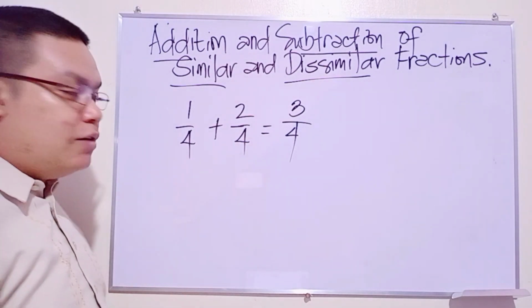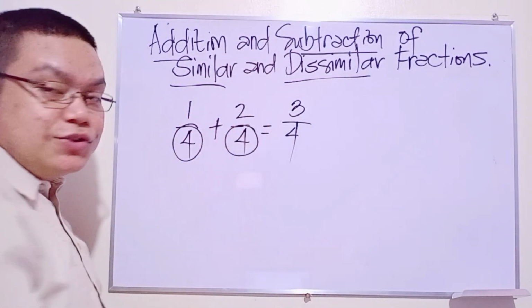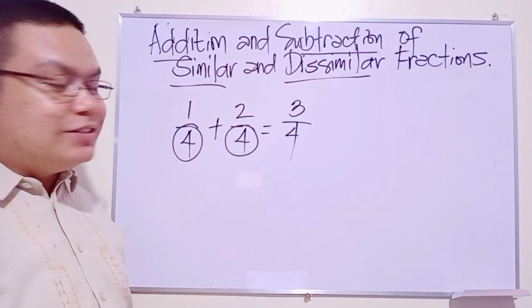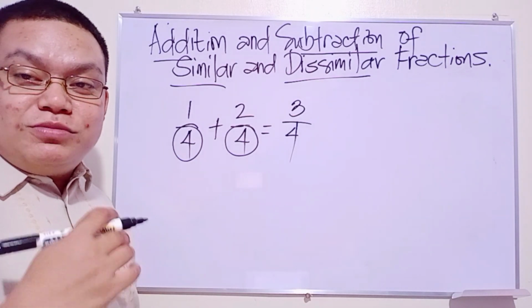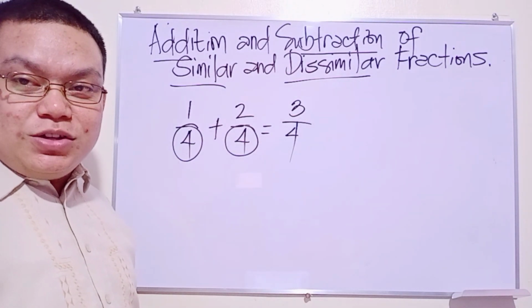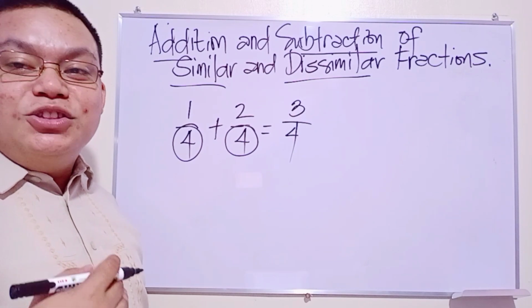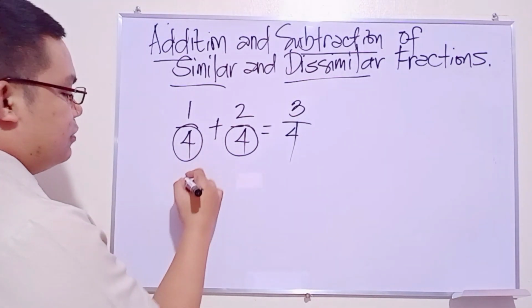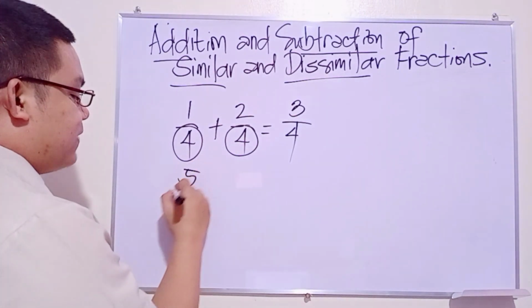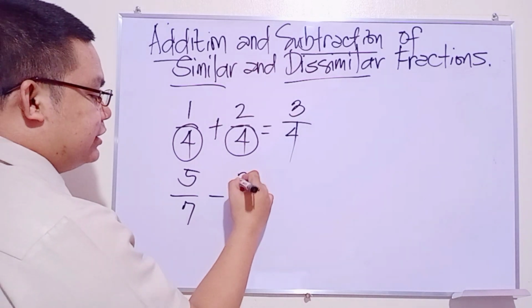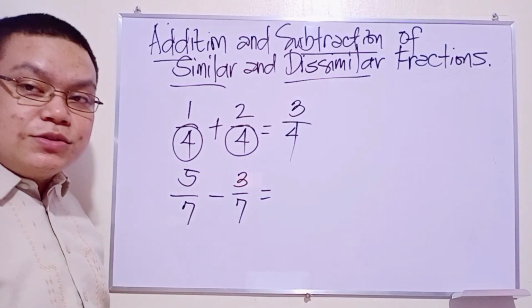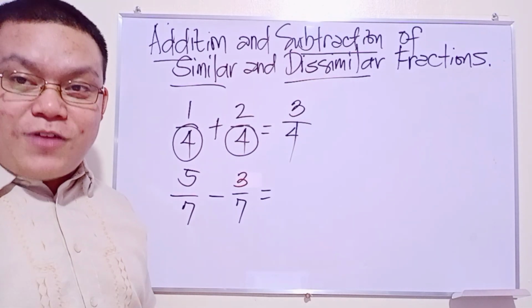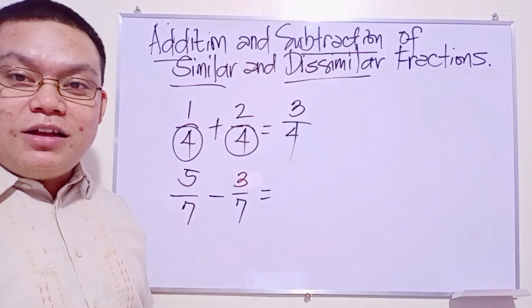Look at the denominator of those two fractions, class. So, 4. So, pareho sila. Similar fractions ang tawag natin dyan. When we subtract or add similar fractions, we just add or subtract the numerator and then copy the denominator. Halimbawa, 5/7 minus 3/7. So sabi ni sir, you're going to add or subtract the numerator when we talk about similar fractions, then copy the denominator.